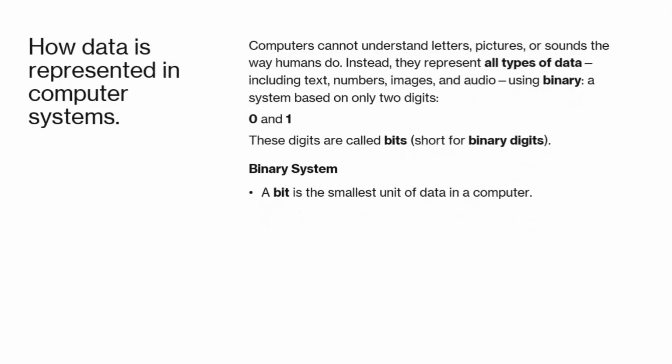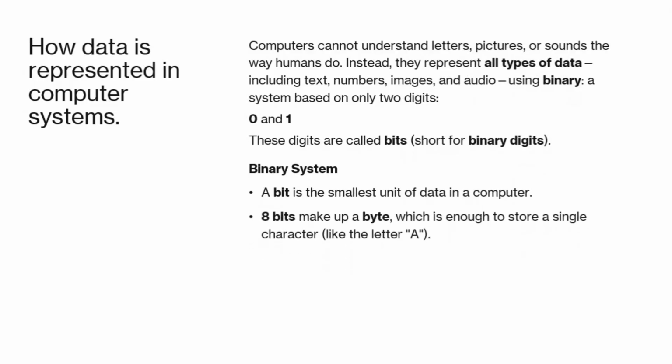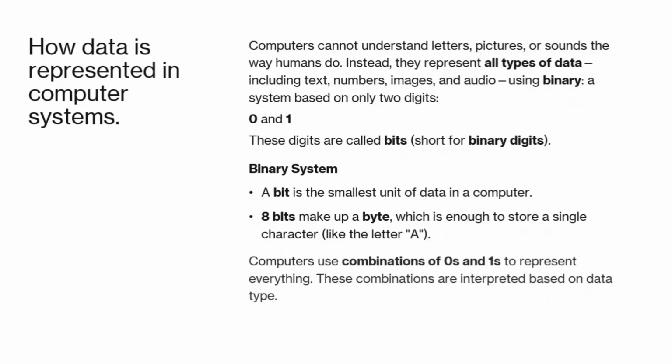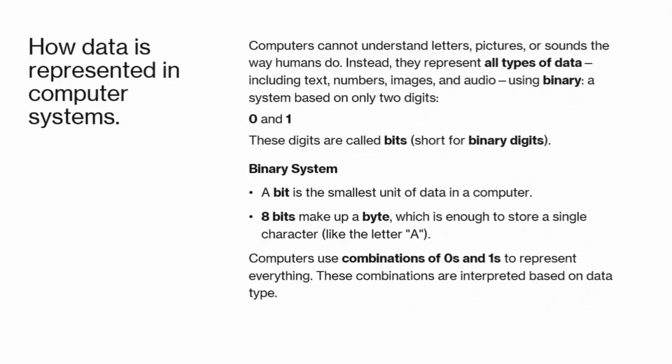In the binary system, a bit is the smallest unit in a computer. 8 bits make up a byte, which is enough to store a single character, like the letter A. Computers use combinations of zeros and ones to represent everything. These combinations are interpreted based on data type. Now we are going to see a description of how images and sounds are represented in computer systems.